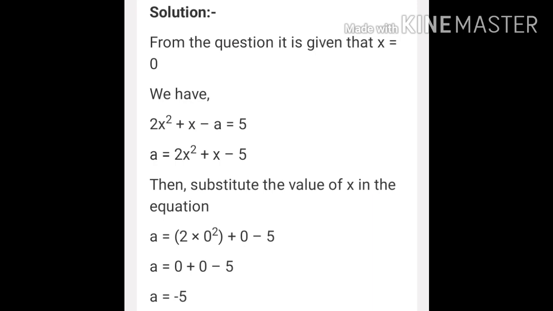You have to do the questions very carefully, children. Substitute the value of the variables very carefully.